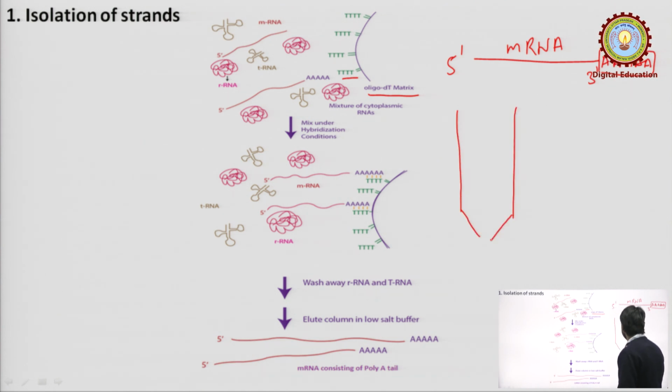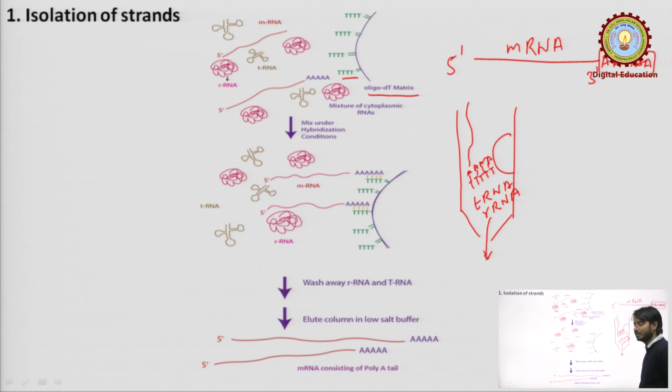let this be a column, and this is the matrix containing TTT, and this is the messenger RNA and it contains adenine. So what it will do, the adenine of the poly A tail will bind with this T, and it will be bound to the matrix, and the rest of that is tRNA and rRNA. It will move out, elute out from the solution.